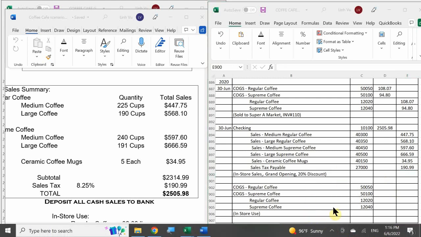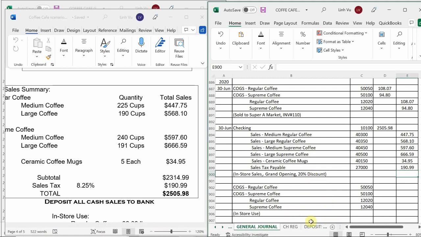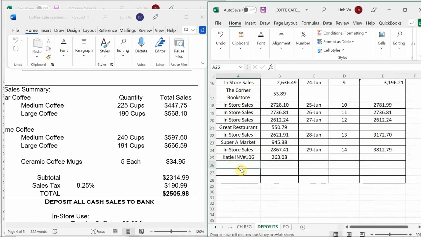Okay? So the first thing I'm going to do here is record that deposit for my in-store sales. Okay? For that, $2,505.98. And today is the 30th, and I am going to make my 15th deposit. I also have to include Katie's check here, for a grand total of $2,769.06. Okay.